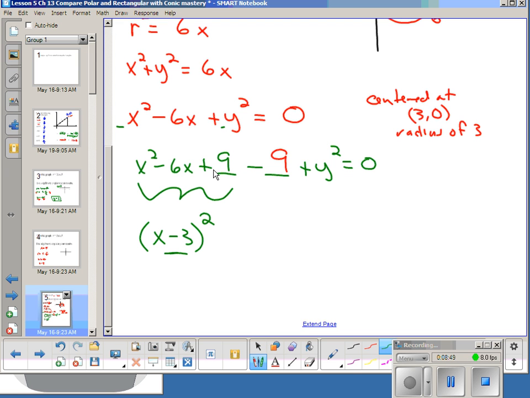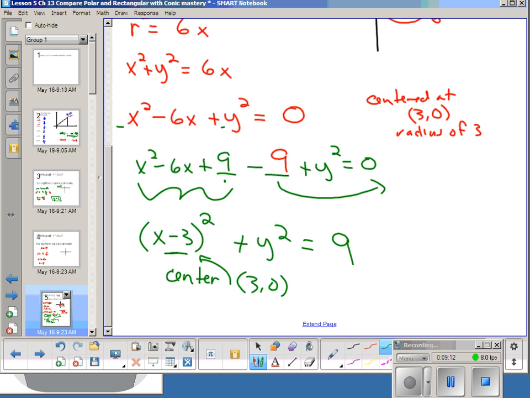And now my next step is I'm going to actually keep my y squared, but I'm going to move that 9 over by adding 9 to that side. Or in this step, when I added the 9 here, I could have added 9 to the other side. That's another way to balance. But here I have my circle with center of 3, 0, and radius is square root of 9, which is 3.